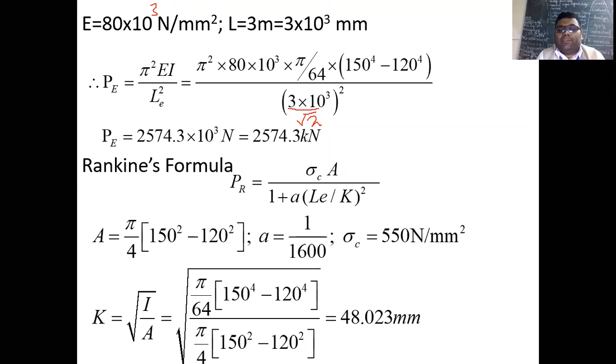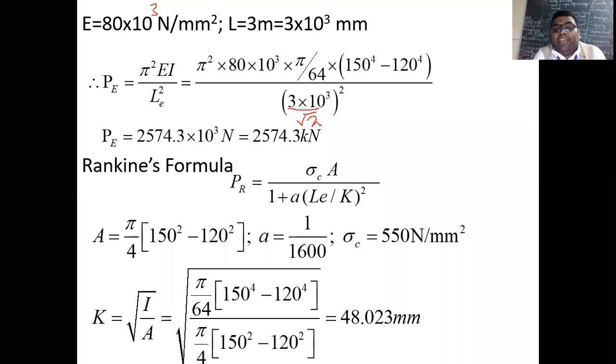Now we are going to find out the Rankine crippling load. Once we know the Rankine crippling load, just divide Euler by Rankine crippling loads, and you will get the desired result the question is asking. So let's see the Rankine formula. Rankine formula, PR equal to sigma C A upon 1 plus A (LE upon K) whole square. This is the standard formula for the Rankine crippling load.